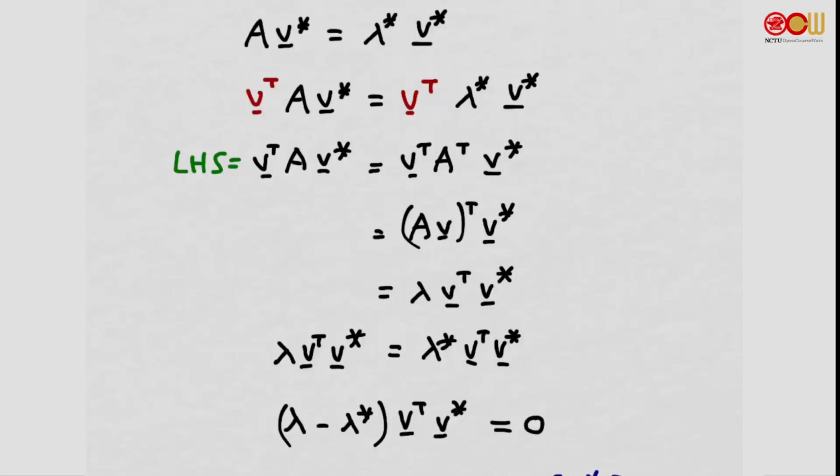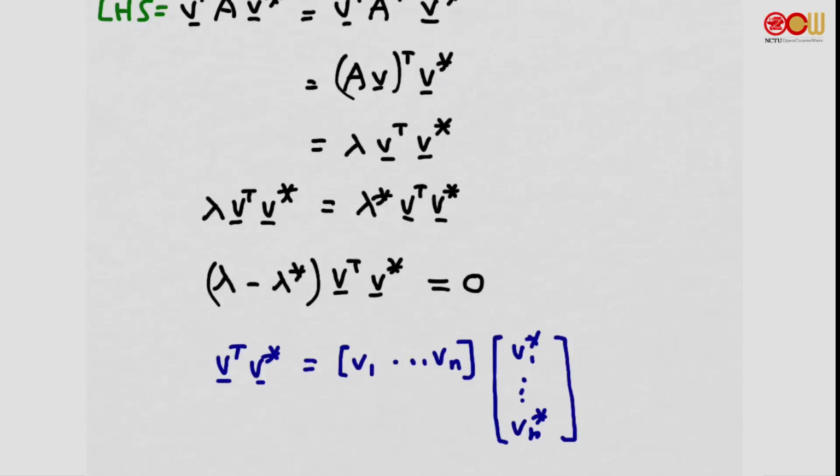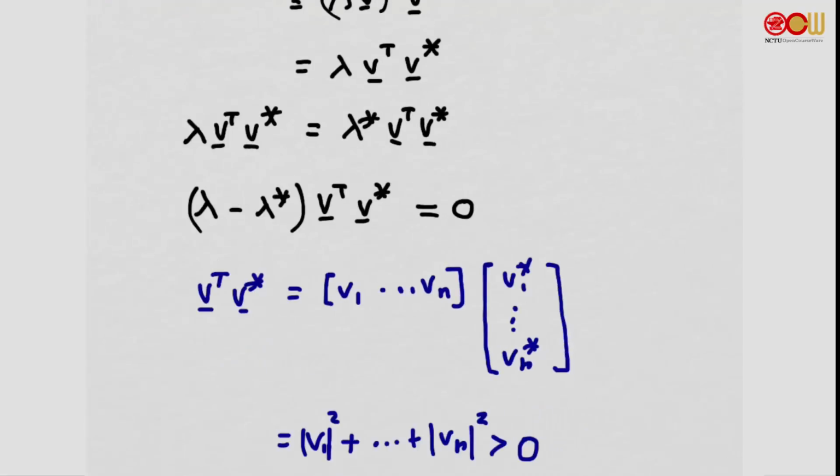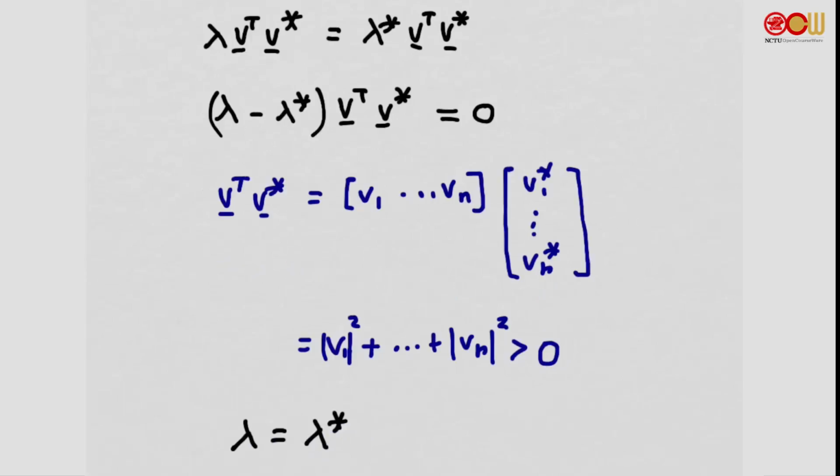So let's look at this dot product. V transpose V conjugate is V1 to Vn, and then V1 conjugate to Vn conjugate. Is this product always non-zero? We multiply it out, and we get V1 absolute value squared, all the way to Vn absolute value squared. So this is always greater than 0. And this shows lambda is the same as its conjugate, so lambda is real.